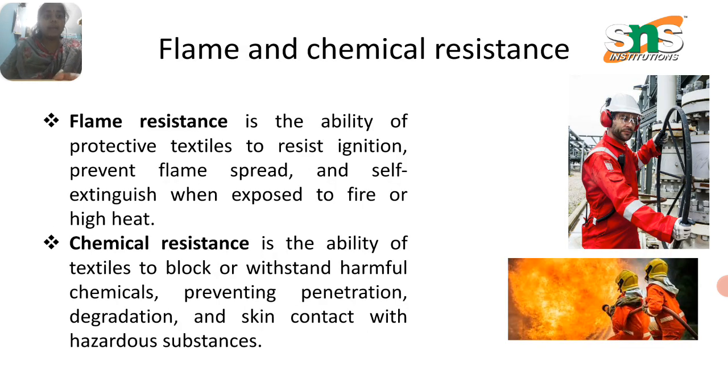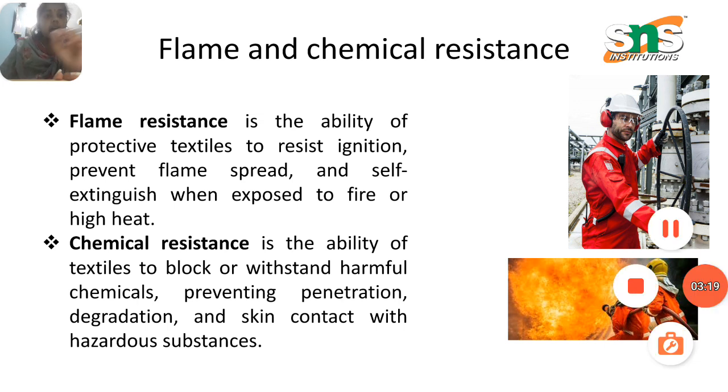Next one is flame and chemical resistant. Flame resistant is the ability of the protective textiles to resist the ignition, prevent flame spread and self-extinguish when exposed to fire or high heat. Chemical resistant is the ability of the textile to block or withstand the harmful chemical, preventing penetration, degradation and skin contact with the hazardous substances.